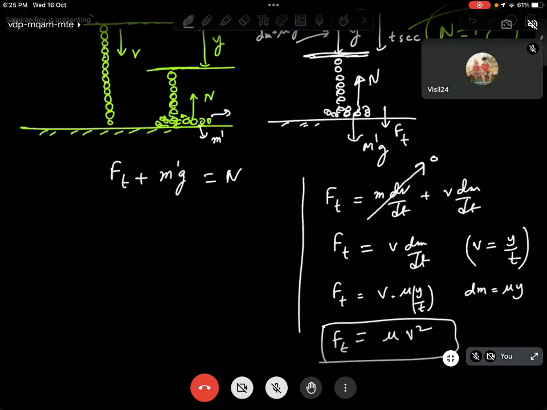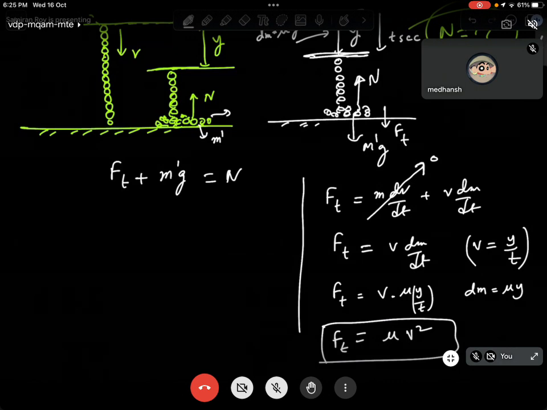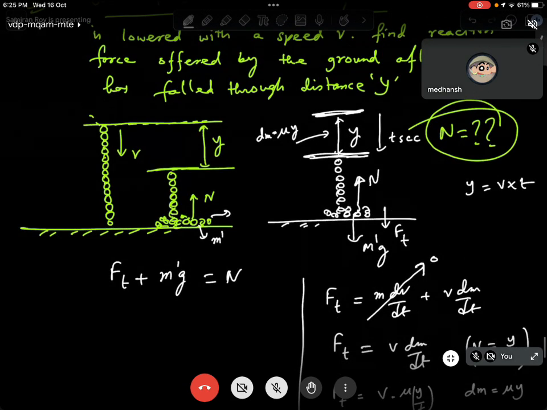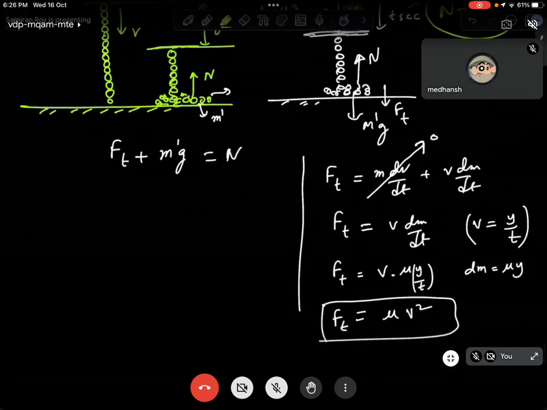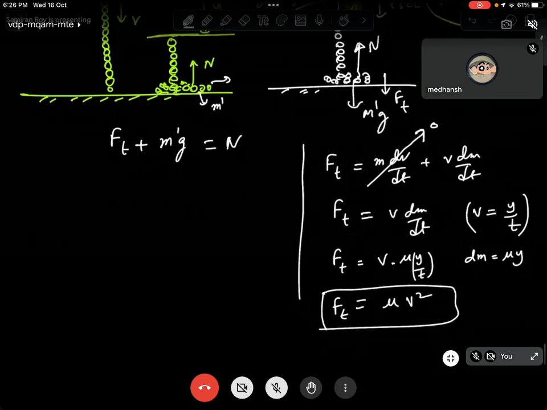Understand it well. Okay sir, we don't understand how you took t from dt. That was dt, a differential quantity, and you took t. See what I have done: in dt, basically 0 to t seconds, I have considered that in t seconds it is falling through a y distance. So then it will be y by t. So the thrust force is mu into v square.